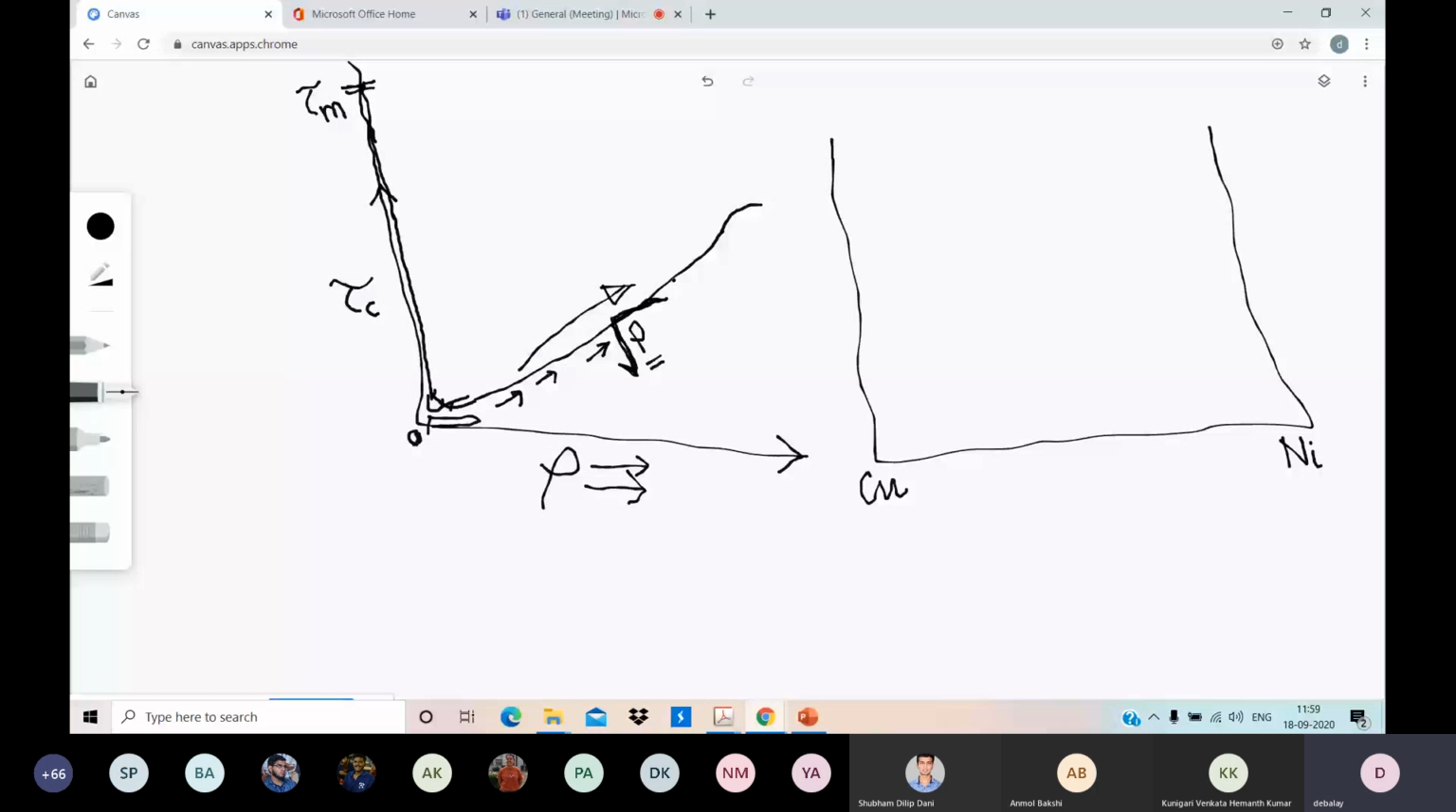And what is this phenomenon called? Multiplication of dislocation. Multiplication of dislocation is the number of dislocations increasing.